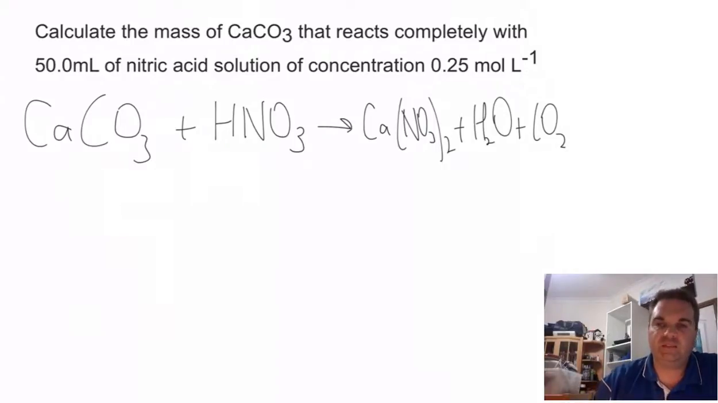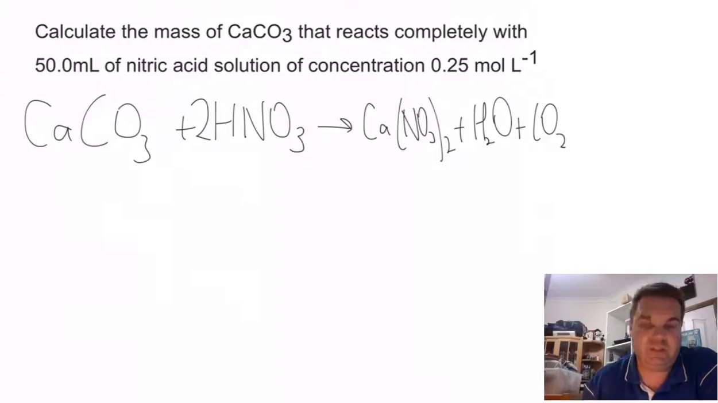Okay, to balance this up, we've got 2 nitrates over on this side. I've got 2 hydrogens here as well. We're just going to put a 2 in front of that. I'm not going to go through balancing equations in this one. Look at the other videos if you need to.